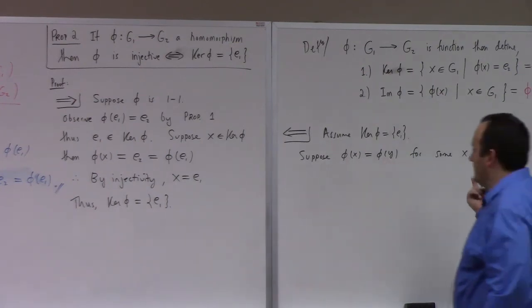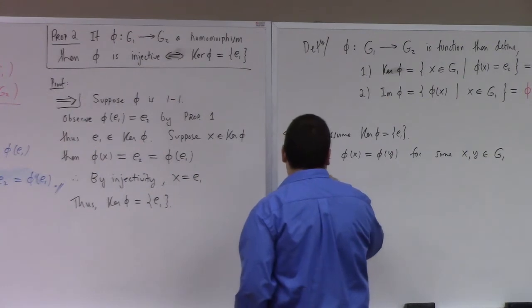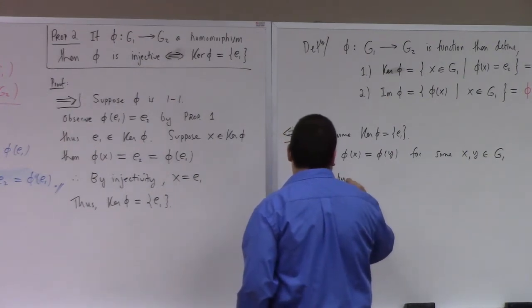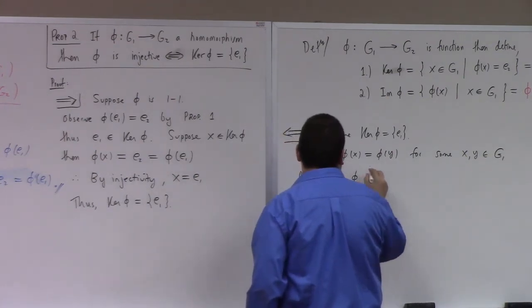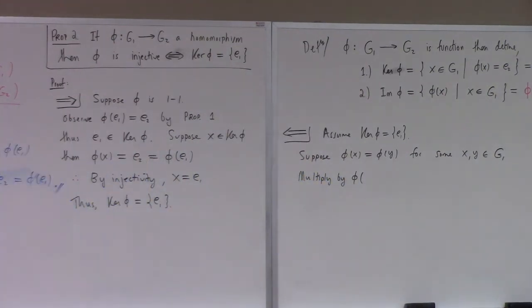What I thought to do, and there may be other ways to do this, is multiply by phi of, let me just look at my notes for a second here. What did I multiply by? Phi of x inverse, yeah?